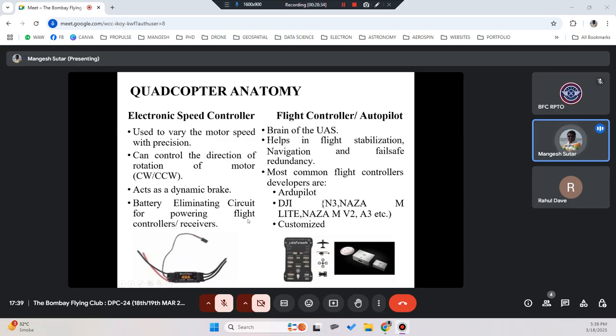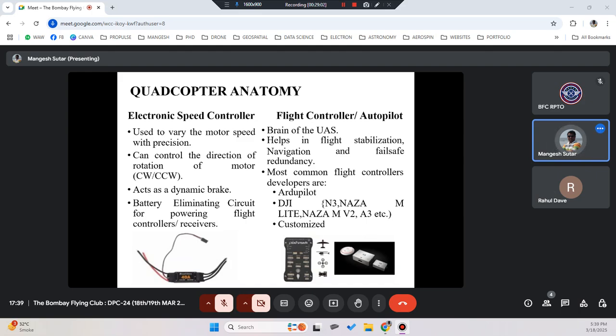When I give raw power to the motor, it will move the motor at a fixed rotation, a fixed RPM, whatever power it gets. I want to vary that, so my electronic speed controller is like a regulator, which can control the direction of rotation of the motor, CW or CCW. I can interchange the wires and change the direction of the motor, but this can be done in smaller motors.